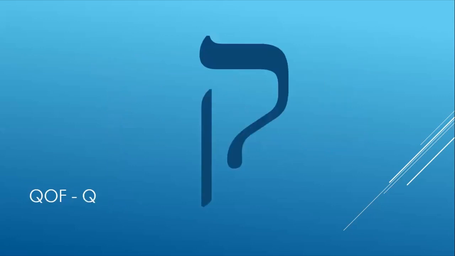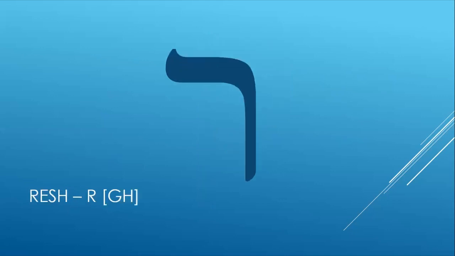Qof is your Q sound. And if you notice, it sounds a little different than Kaf. Kaf is just K. Qof is a guttural K, but like a Q sound. If you don't say it that way, it's totally fine. Most people speaking modern Hebrew aren't using the glottal Q sound. They just say it like a K sound.